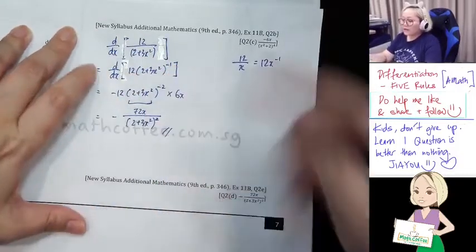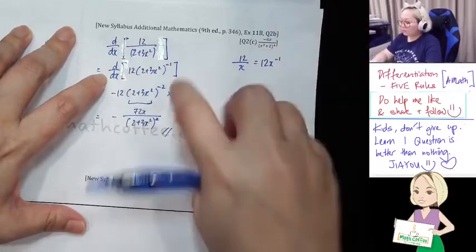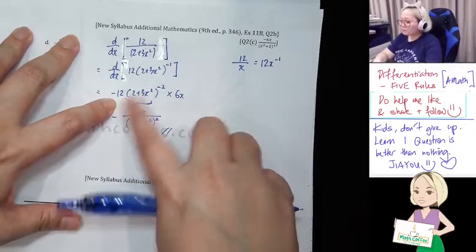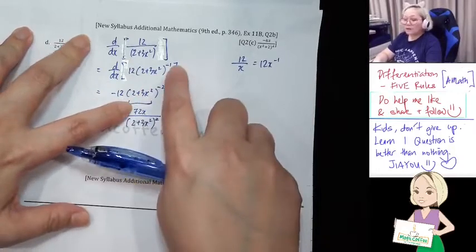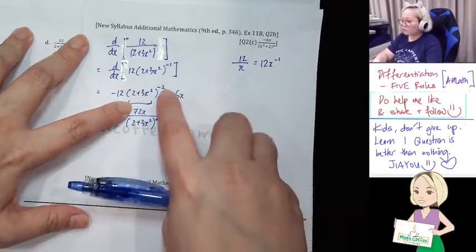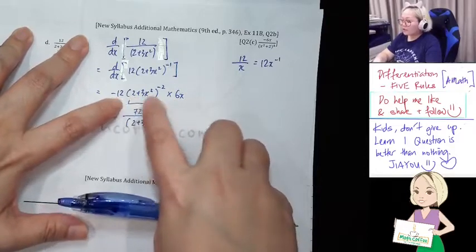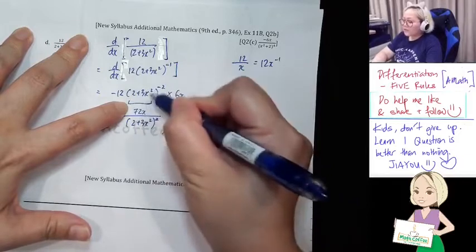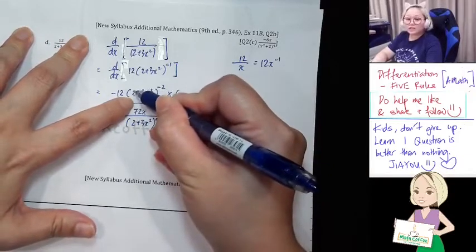Then I can differentiate as per rule 1. Power bring down, negative 1 times 12 gives me negative 12. This one I just copy, power minus 1, so minus 1 is minus 2. Multiply by differentiating the inside. This is the chain rule. Over here, differentiating 2 is just nothing.